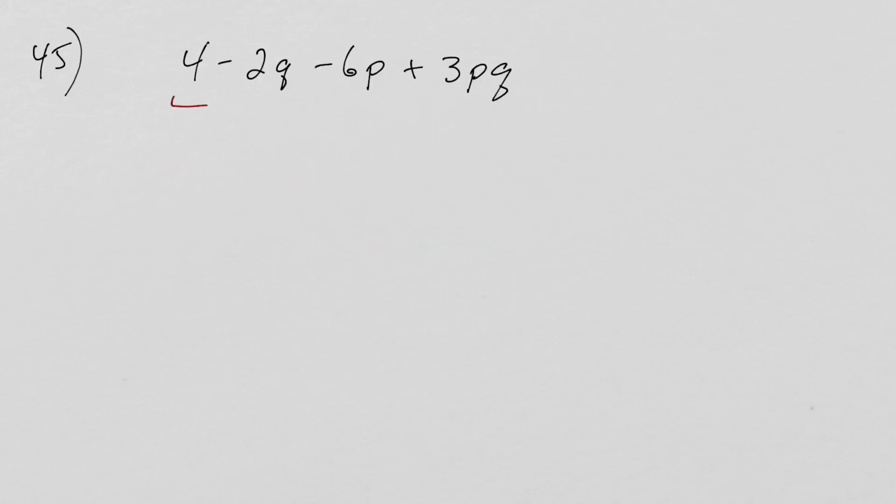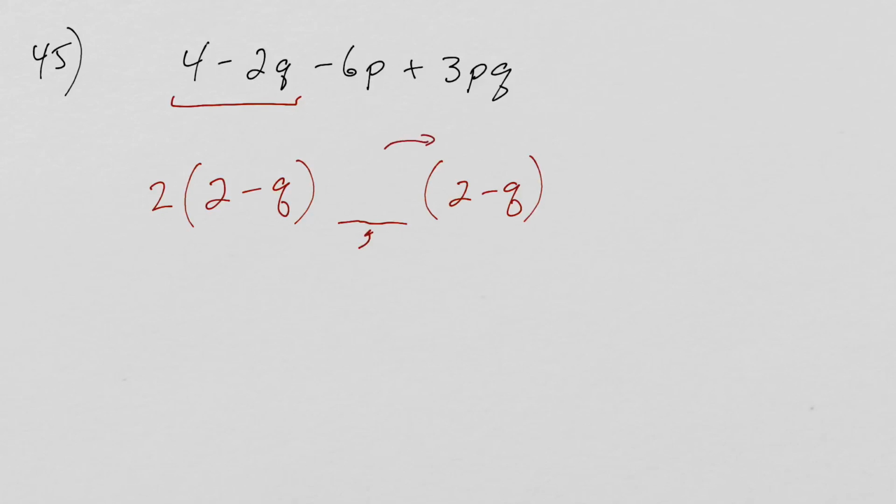Okay, when I look at these first two, I can see that I just have a 2 in common. So I pull out the 2, and I'm left with 2 minus q. And immediately I'm going to leave a big space, and I'm going to put 2 minus q again. Leave a big enough space that you can put a sign and a number in there. Then think about what you'd have to put here so that when you multiply, you get back to that. And it looks like a negative 3p.